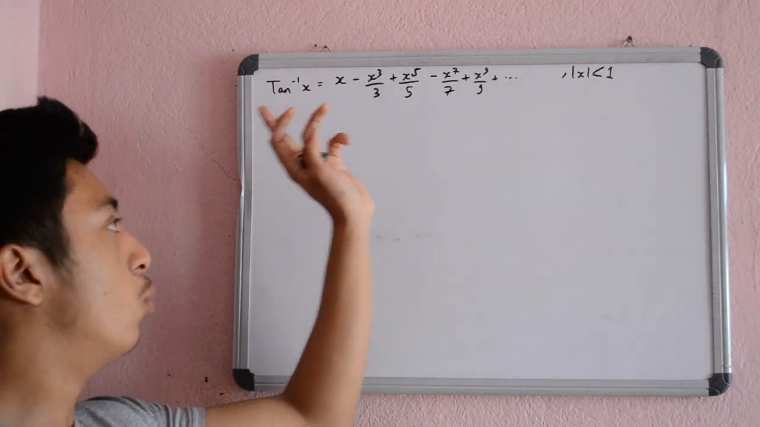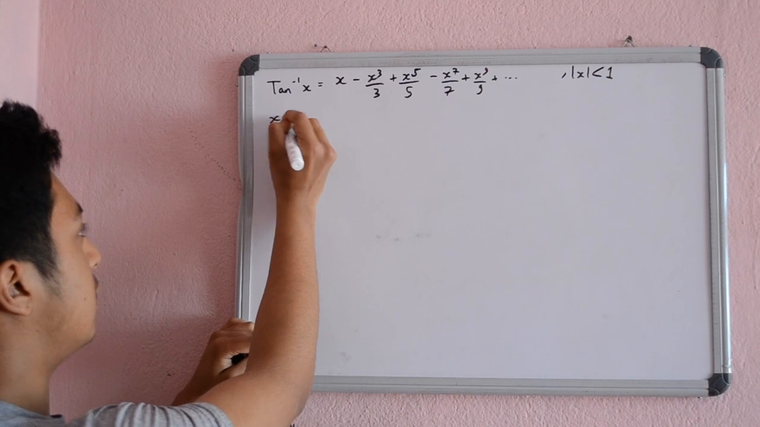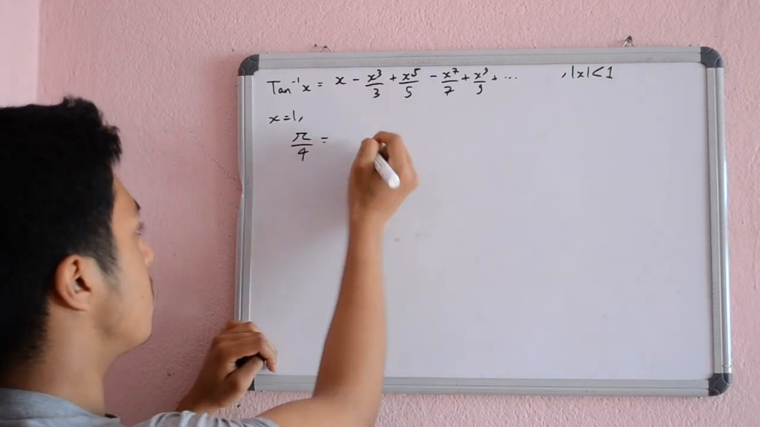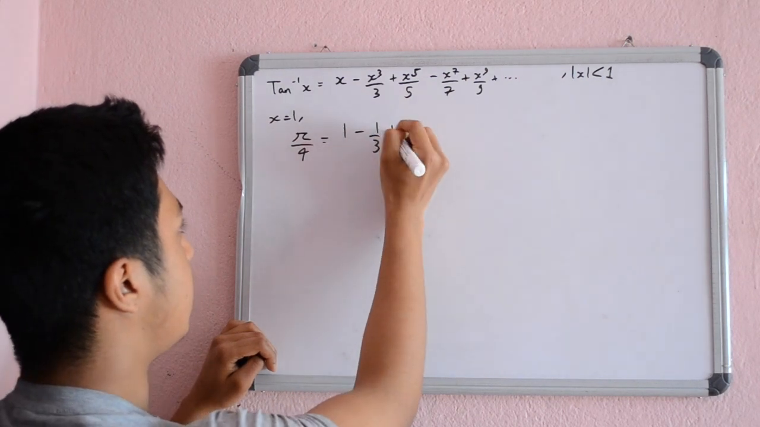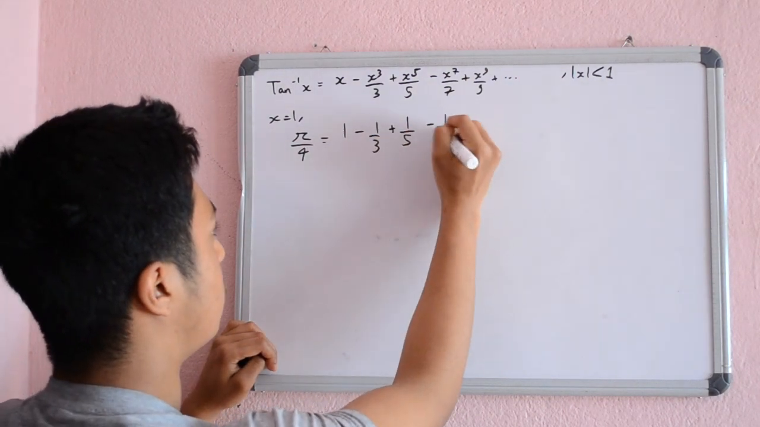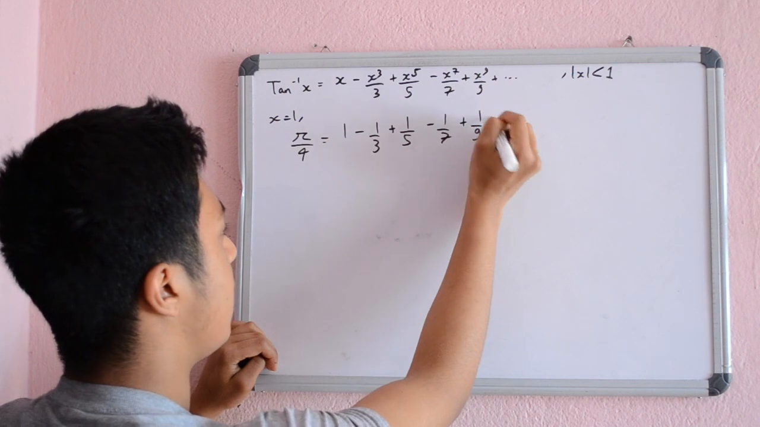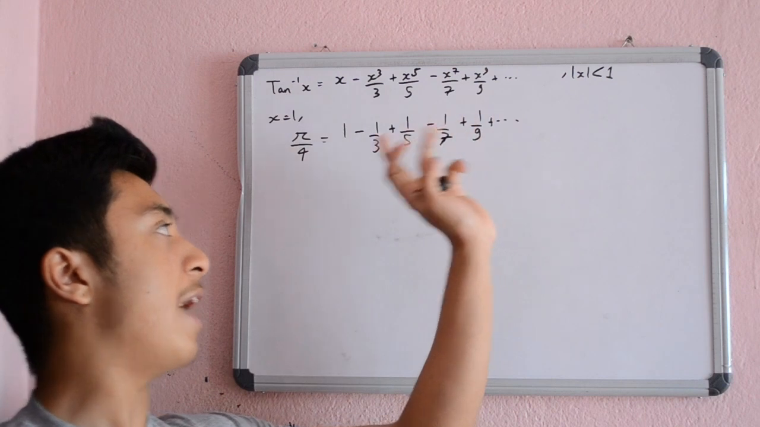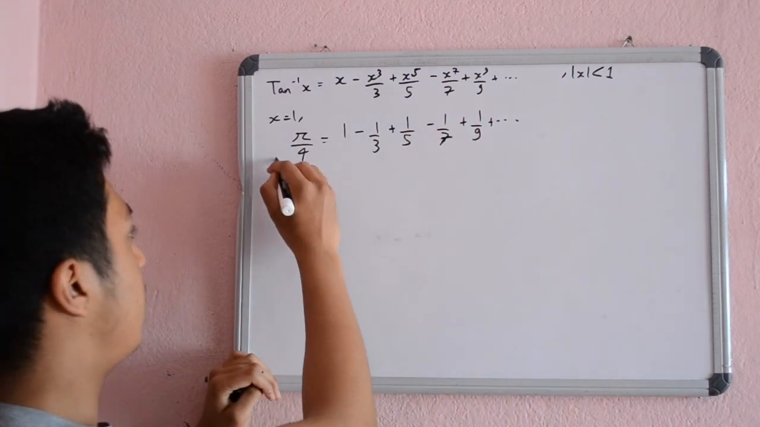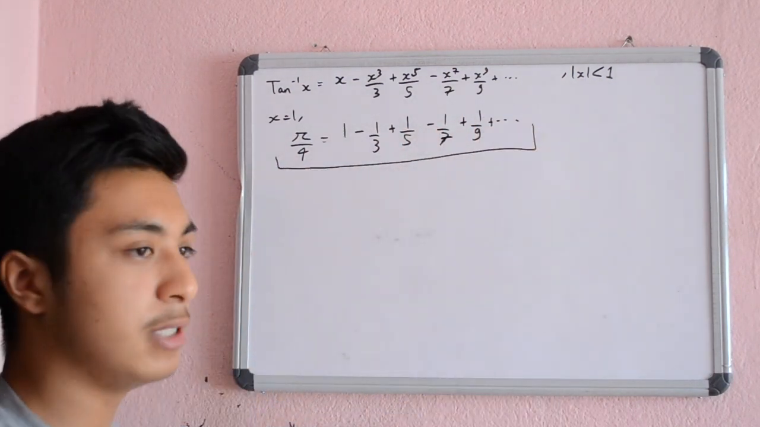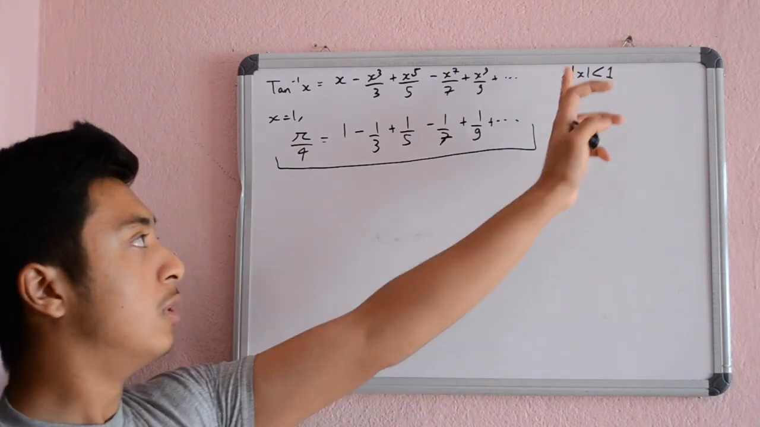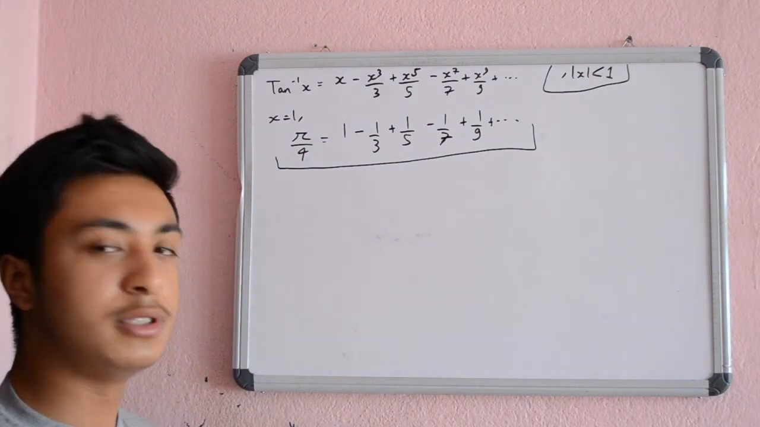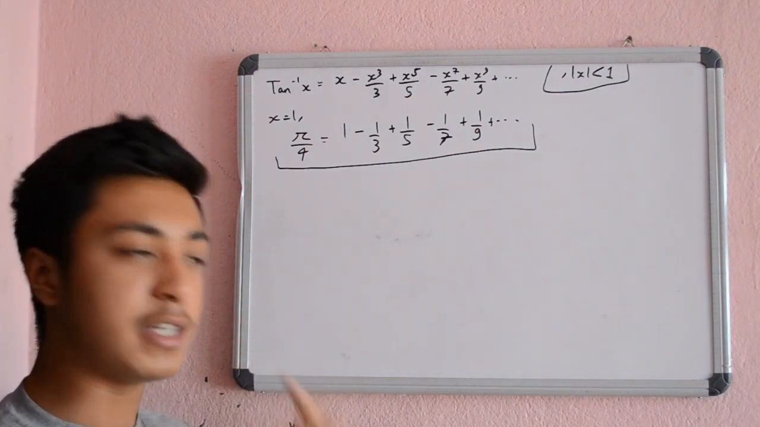So let me write it over here. If we plug in 1, what will happen is we'll get tangent inverse of 1, which is pi by 4, equals to 1 minus 1 by 3 plus 1 by 5 minus 1 by 7 plus 1 by 9, and so on. And so here we have got our proof that pi by 4 is equal to this series over here. But in order to follow this rule over here, or this condition, what you'll have to use is limits. Yes, a bit of calculus again.